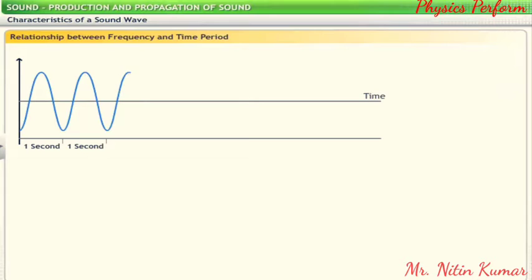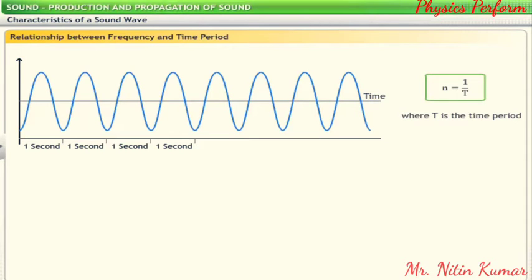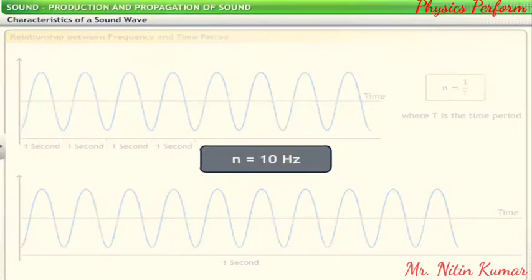Let's see how frequency relates to time period. The relationship between frequency and time period can be expressed as N is equal to 1 divided by T, where T is the time period. Thus, if the time period of a wave is 1/10 of a second, then we get 10 waves in 1 second. The frequency of this wave is 10 hertz.